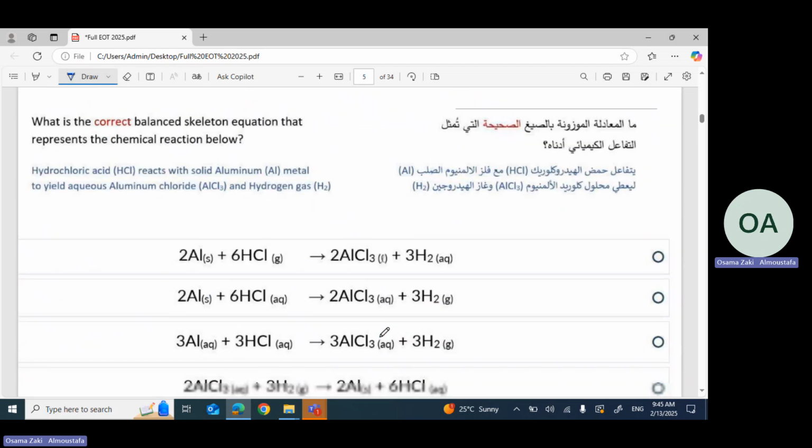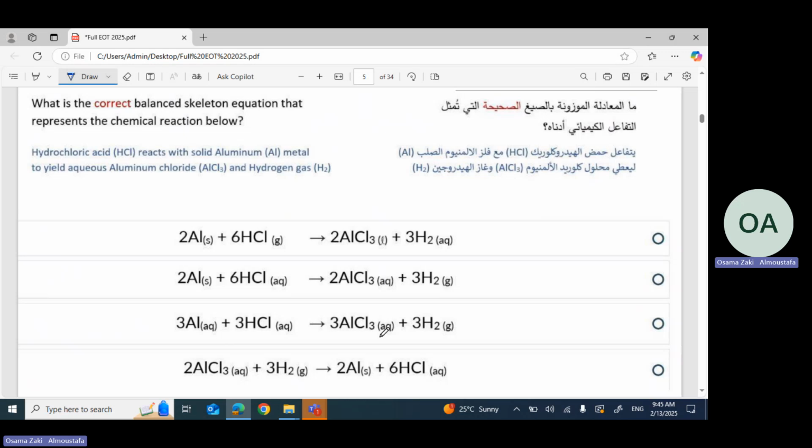Okay, so let's move to another example. What is the correct balanced skeleton equation that represents the chemical reaction between hydrochloric acid, okay, reacts with solid aluminum. So aluminum here is solid. They will react to produce aqueous aluminum chloride. So aluminum chloride is aqueous. So this is AQ. Okay, what about hydrogen?